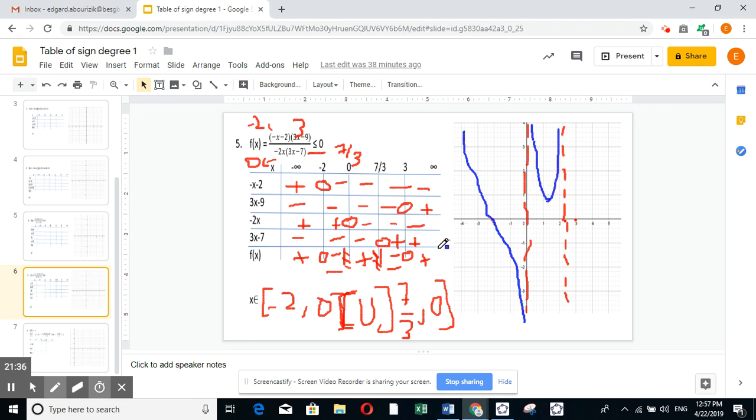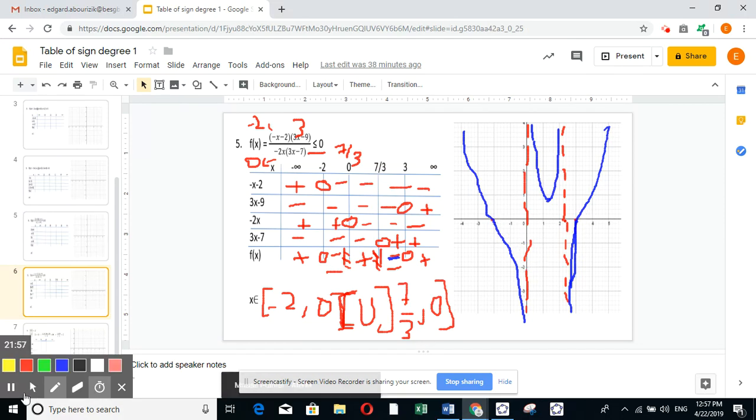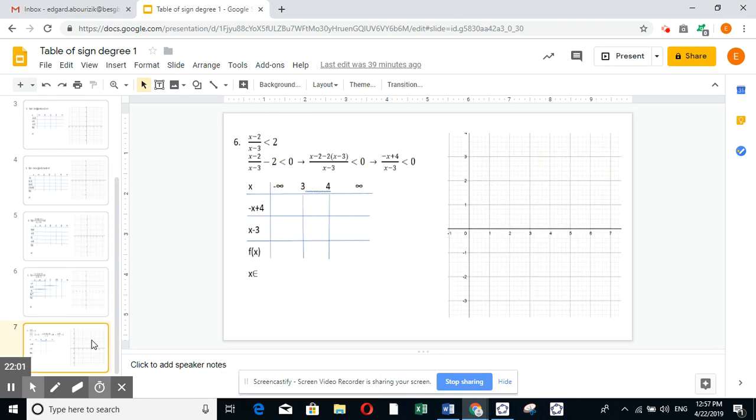It will become near, but it will not touch it. Then from 7/3 it's down, you can see here it's minus, from down it passes to 3, and then it goes up, but here it will become near the line, but it will not touch it. What I want is less than or equal to 0, so this part of the curve and that part of the curve. To finish, let us take the last example.